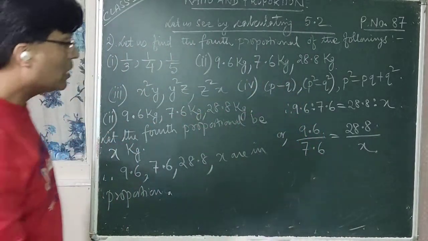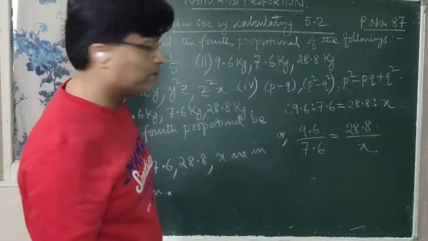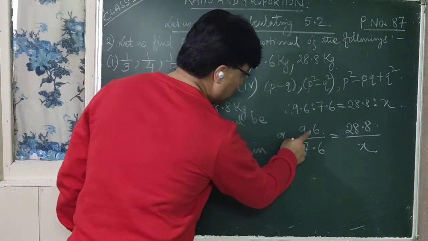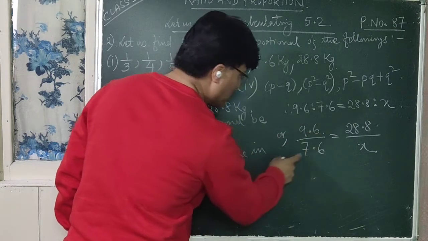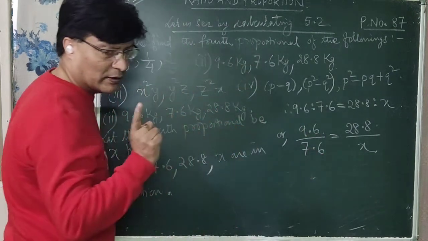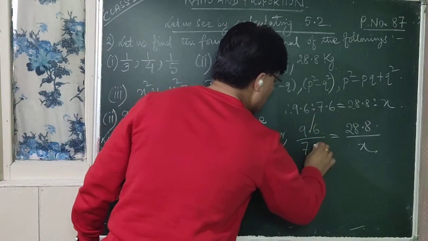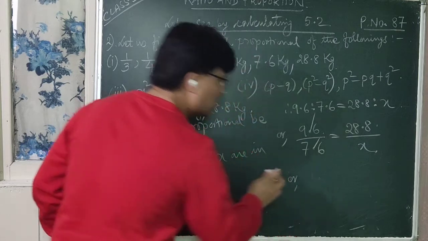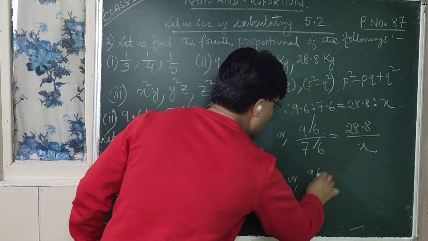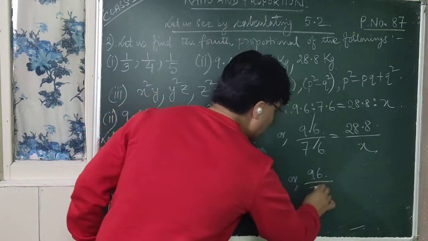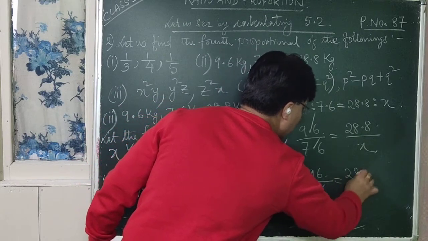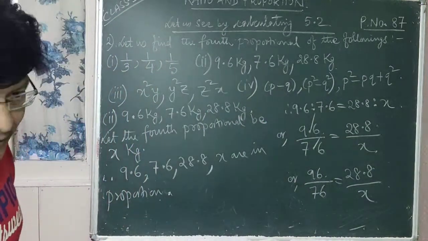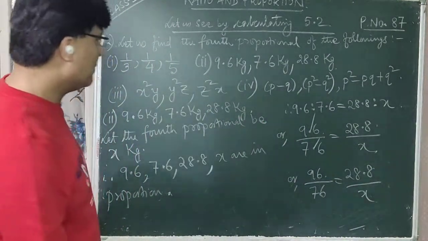Okay. So now how can we simplify it further? After the decimal point there is one figure here, and after the decimal point also there is one figure. That means you can cancel the decimal point, right? So don't write the decimal point in the next step. What do we get? 96 divided by 76 is equal to 28.8 divided by x. Is that clear? So let us simplify it first.